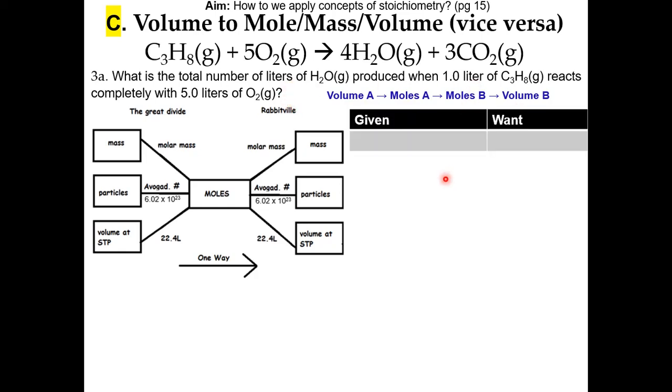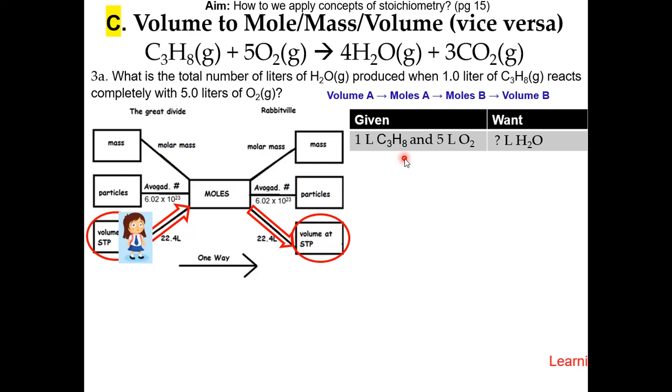Based off the question, we're given the volume of C3H8 and the volume of O2, and we're solving for the volume of H2O. This is our general pathway in solving this problem. Since we're given more information than we actually need, you can use either C3H8 or O2 to solve this problem. I will show you that you'll get the same answer by doing both. So let's start with C3H8.